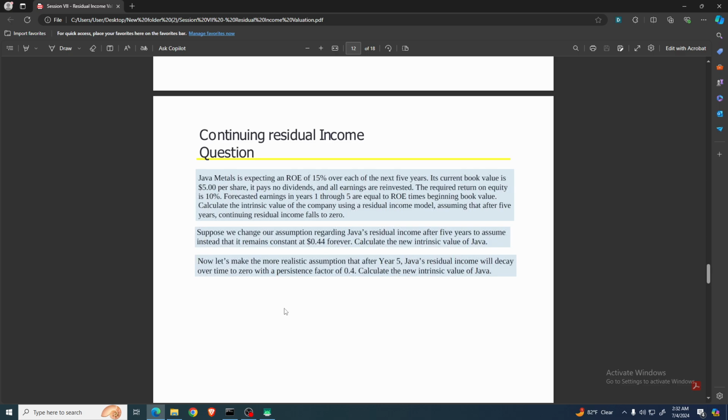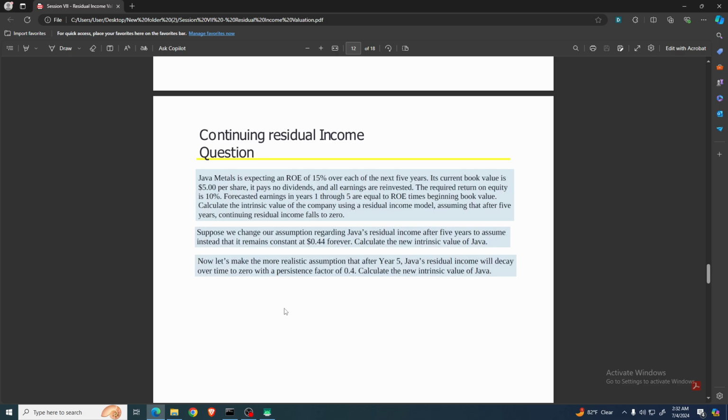So we have the question of Java Metals. Java Metals is expecting a return on equity of 15% over each of the next 5 years. So the company is Java Metals, return on equity 15% for the next 5 years, and its current book value is $5 per share. This is B0, and then you have dividends: none. All earnings are going to be reinvested. That is also clearly stated.